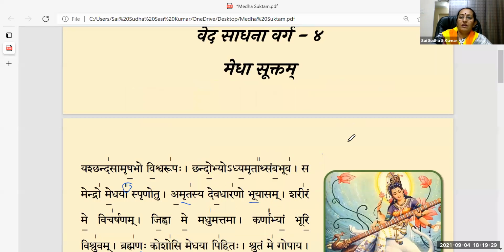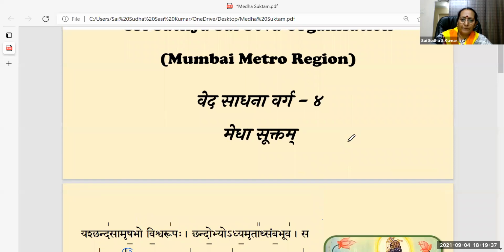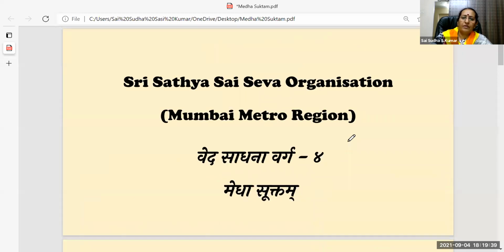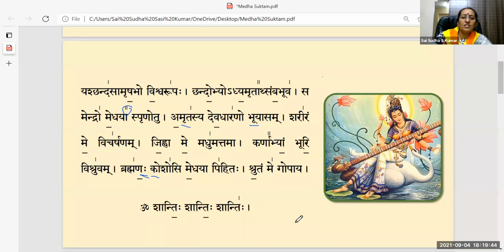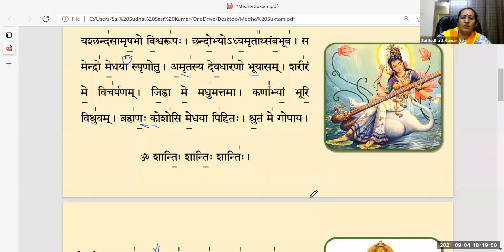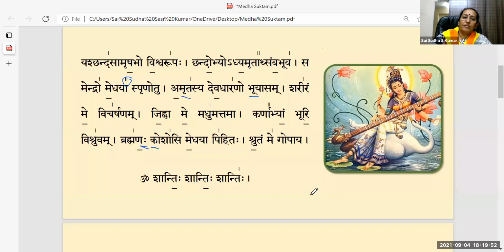Ma'am, I have a doubt. See, many people start this from Medha Devi Suchamana, ignoring the earlier paragraph. Yes, Yash Chandasam is the Shanti mantra. Okay, so when we chant, we should chant from the beginning? Yes. That's what I wanted to know, ma'am. Thank you.